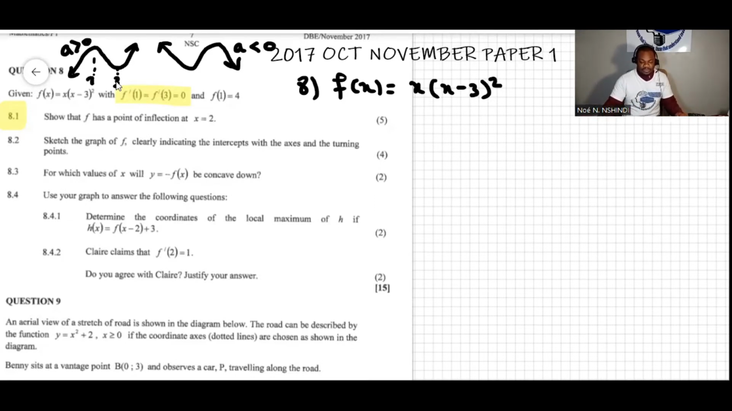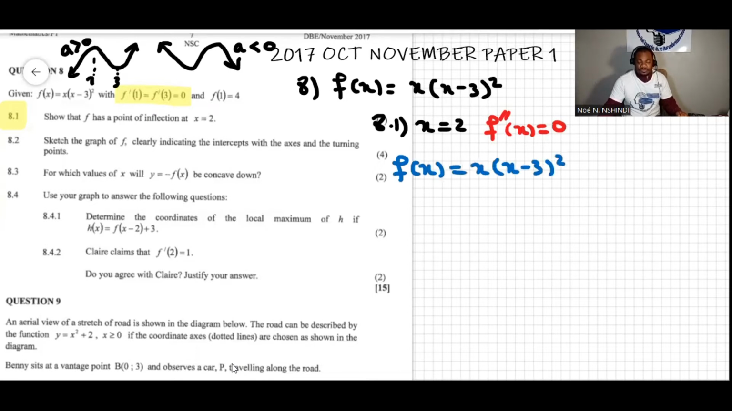Now number 8.1. The question says show that f has a point of inflection at x = 2. We need to prove that it has a point of inflection at x = 2. The point of inflection occurs where the second derivative of the function is equal to 0. Here we have f(x) = x(x - 3)^2, so we can work out the second derivative.